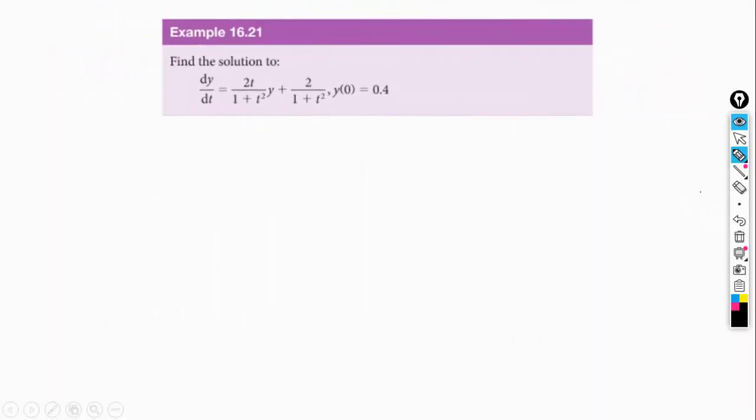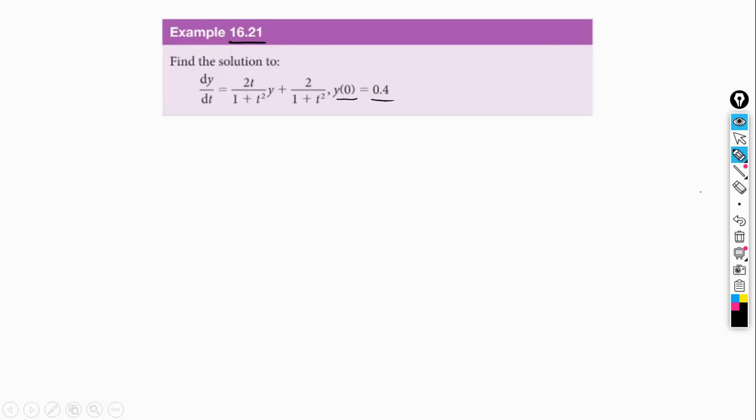So now let's take a look at example 16.21. It says, find the solution to the derivative of y with respect to t is equal to 2t over 1 plus t squared times y plus 2 over 1 plus t squared, where we have the initial value y of 0 is equal to 0.4.